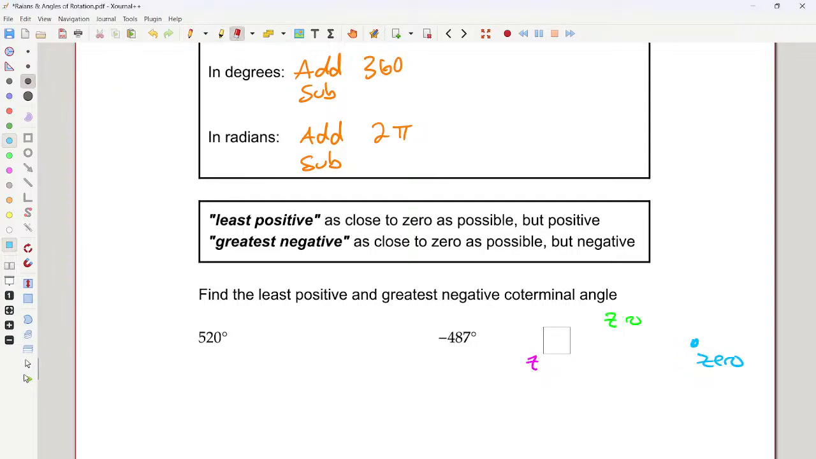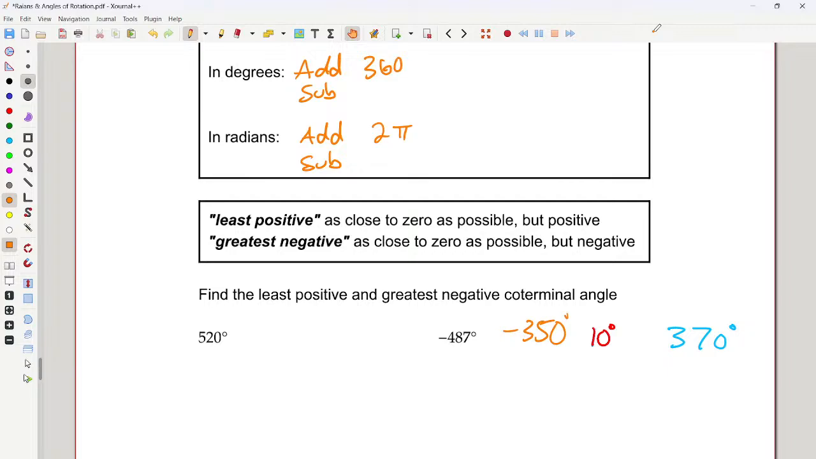Next, we can answer this. We have least positive. What the heck does that mean? Remember the dog story? 10 degrees. Then someone said 370. And then someone said negative 350. And we can continue to do this all along.